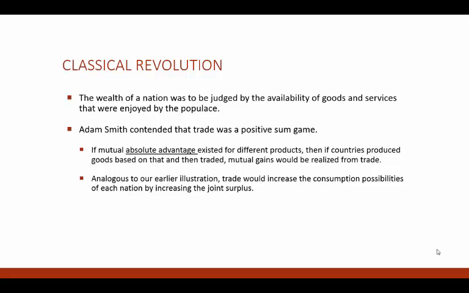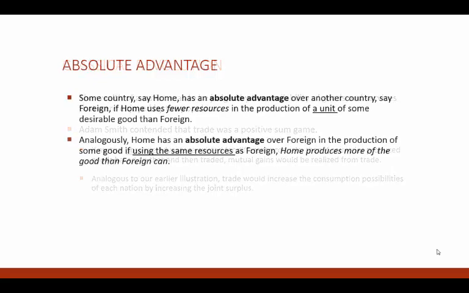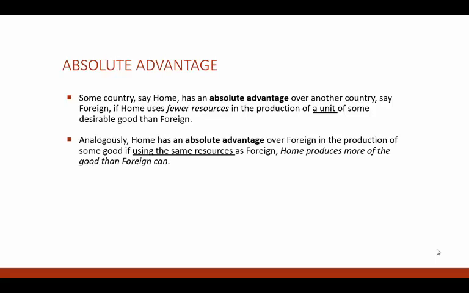Adam Smith demonstrates this using the concept of absolute advantage, showing that trade provided mutual benefits for countries involved. But what is absolute advantage? Absolute advantage in the production of a particular good exists for some country A over some other country B if country A producing the same quantity of that good does so using fewer resources than country B. Analogously, if they both have access to the same amount of resources, absolute advantage for country A means they would be able to produce more goods than country B.